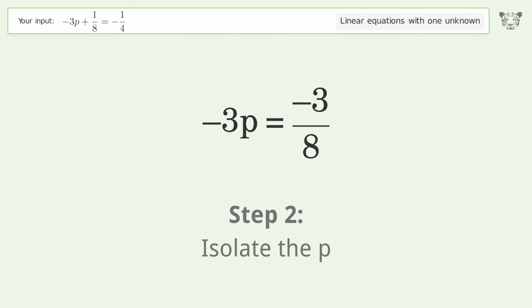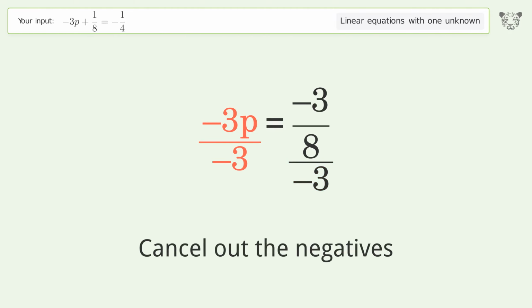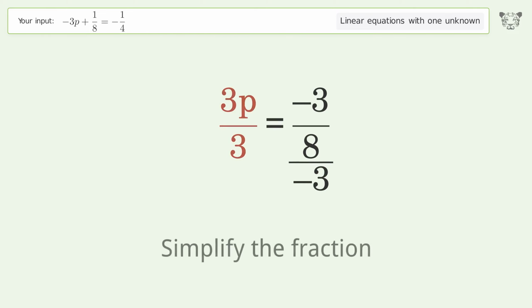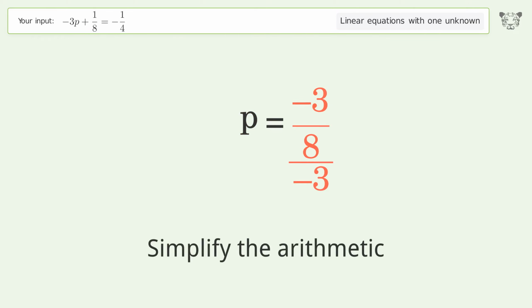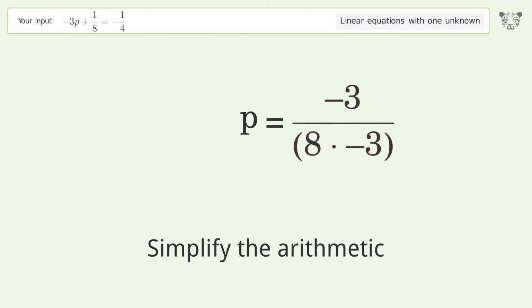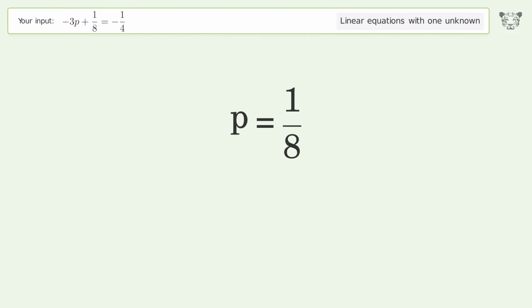Isolate the p. Divide both sides by -3. Cancel out the negatives. Simplify the fraction. Simplify the arithmetic. And so the final result is p equals 1 over 8.